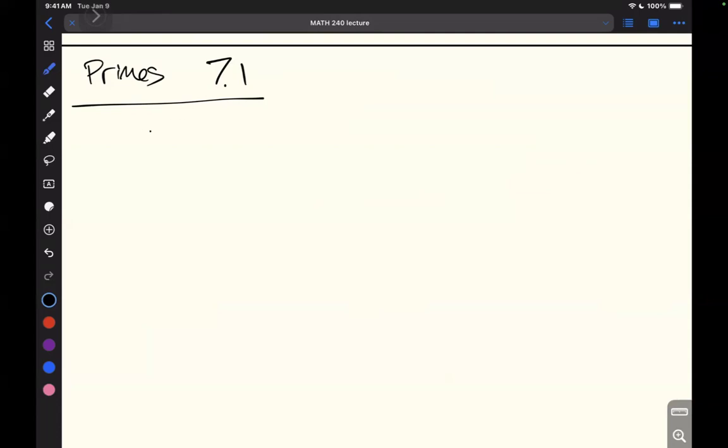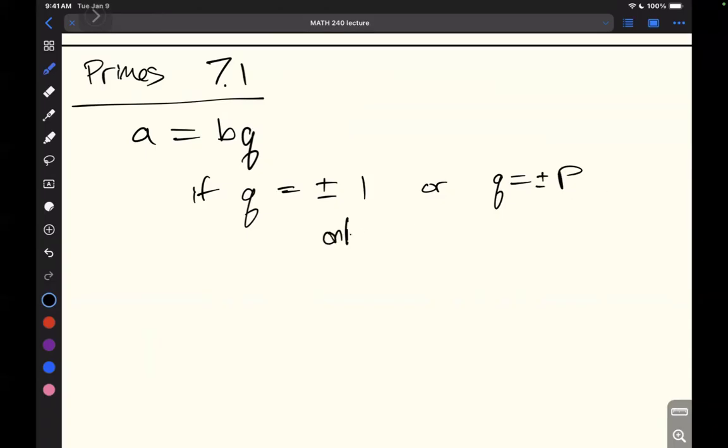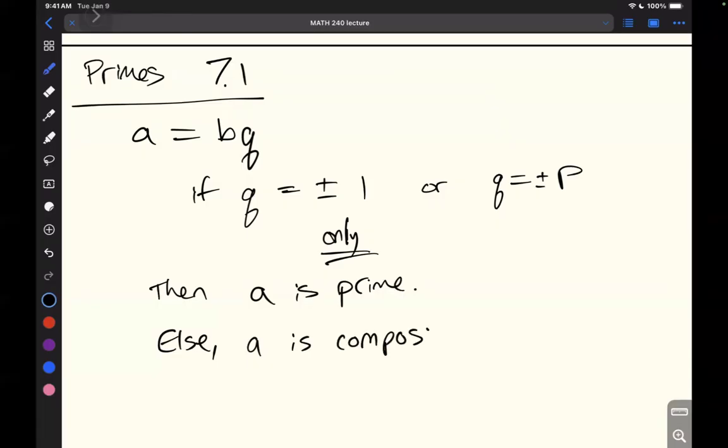Okay, so primes are great and mysterious, but we have a definition for them. If we've got some number a equals b times q, and we find that q is equal to plus or minus 1 or plus or minus p only, so those are the only possibilities for q, then the number is prime. If there's any other divisors, then we say a is composite. All right, so that's a prime number. And we know this from earlier as well.